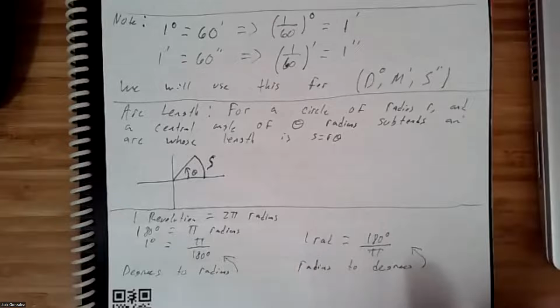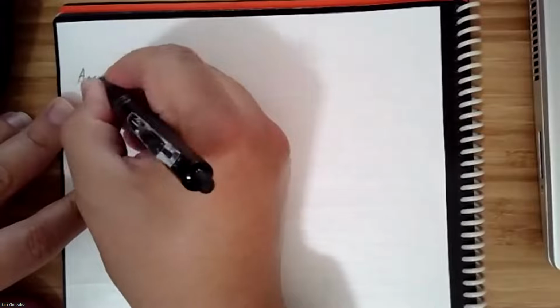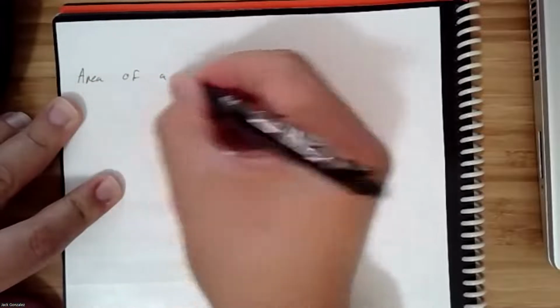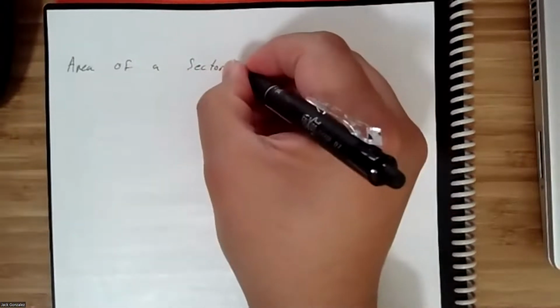Okay. So one more note, and then we'll start the homework. Area of a sector. The easiest way to picture that is, what's the area of a little slice of a pie chart, right? If you cut out a little slice, what is the area of that piece? Well, that'll be this formula.